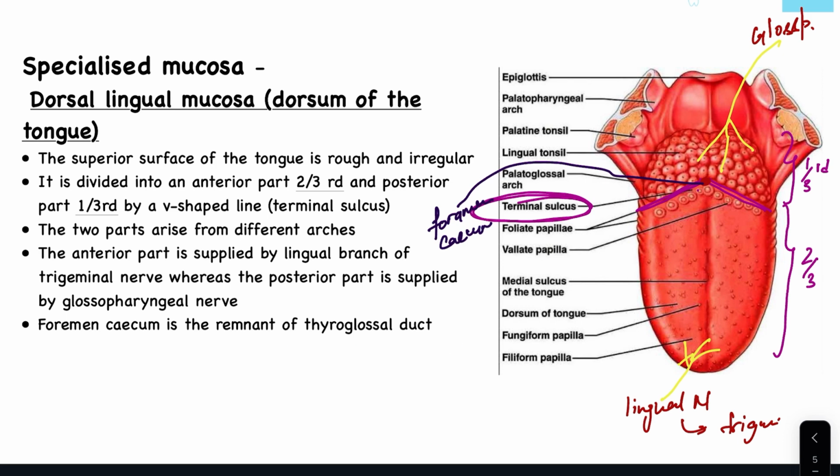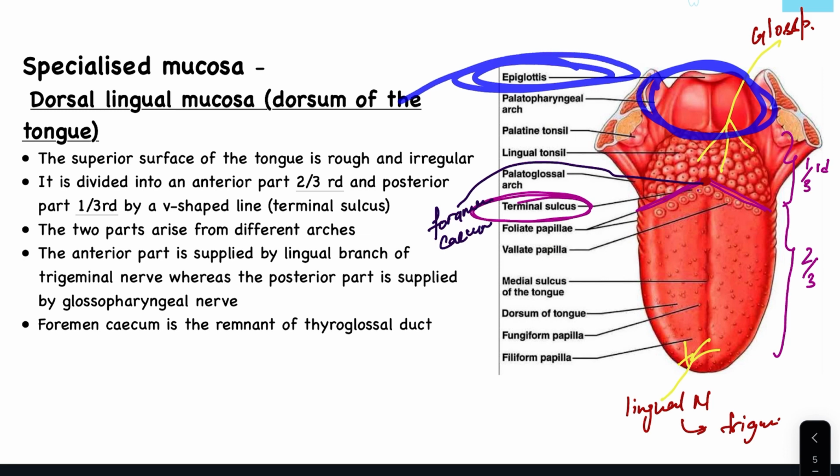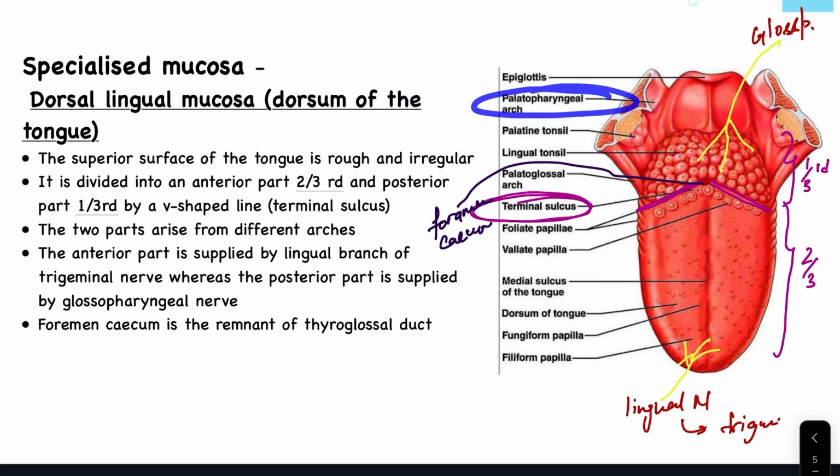But there are other structures as well. This is the epiglottis, this portion. This is the palatopharyngeal arch. Not very important, even if you don't remember it, it's fine. Then we have the palatine tonsils. Remember, this is everything contained in the posterior part. The posterior part extends from here to here. The main part, the posterior part, contains a lot of lingual tonsils.